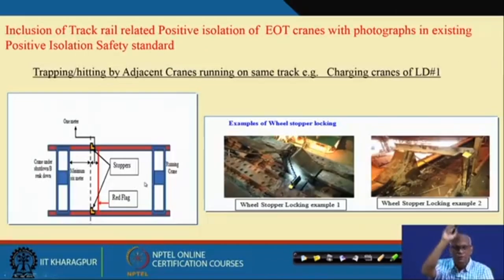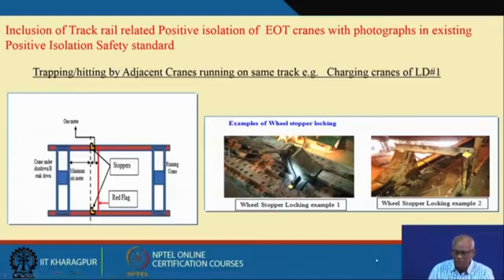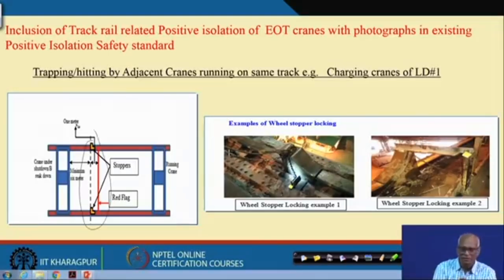Cranes, EOT cranes. EOT cranes move, so they have long travel. You need not block the whole length; you block some length, and on the other side people will be working. So people will put locks here. They put the stoppers and put the lock. Why lock? Otherwise anybody can take the stopper out. Positive isolation: so, positive isolation for the EOT crane movement.